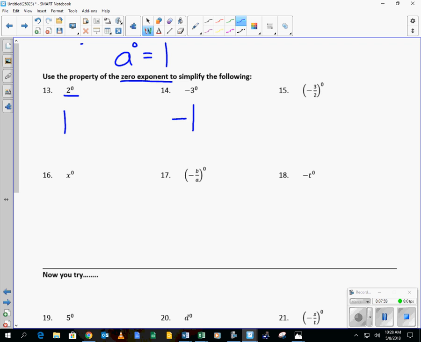15, the negative is being taken to the 0 power, so the answer is 1. 16, it's a variable, but that doesn't matter. Anything to the 0 power is 1. 17, the negative is included in the expression, so anything to the 0 power, again, is 1. And 18, you have the negative on the outside, so it would be t to the 0 is 1, and then make it negative. So those are our results.